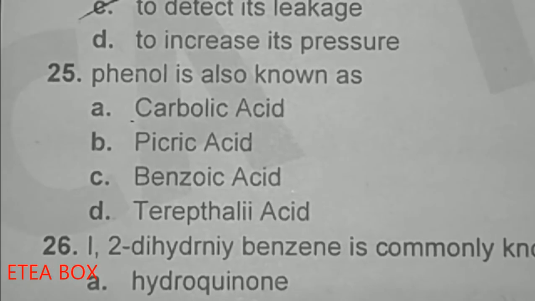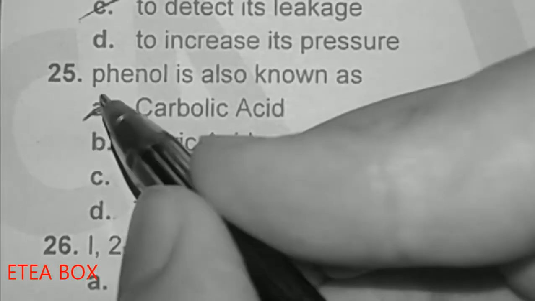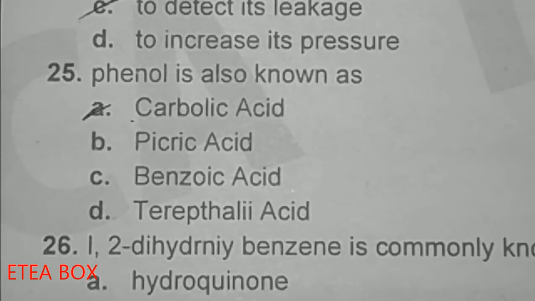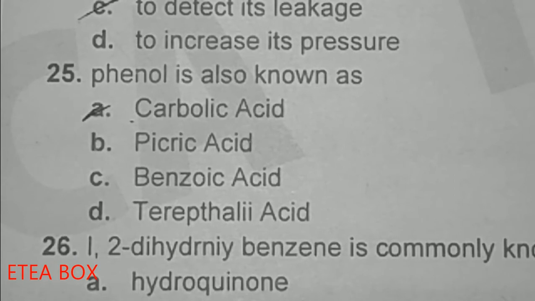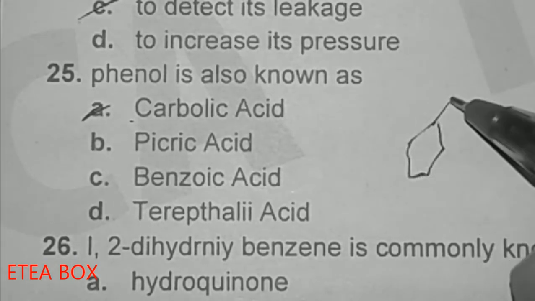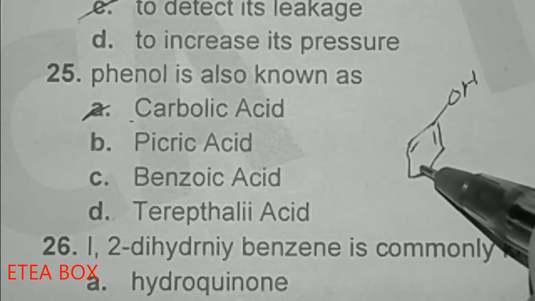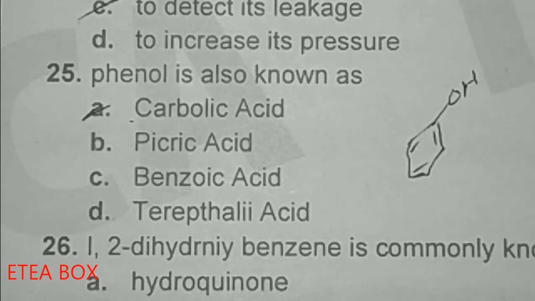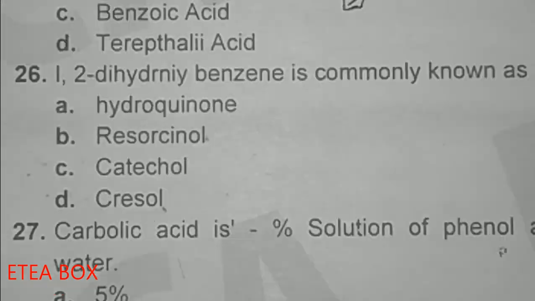Phenol is also known as carbolic acid. When we add 5% of water to phenol, it becomes carbolic acid. Or we can say a 5% solution of phenol is called carbolic acid. Although carbolic acid contains 5% water, its formula is still the same, C6H5OH. This one is the formula for carbolic acid, which is the same as phenol.